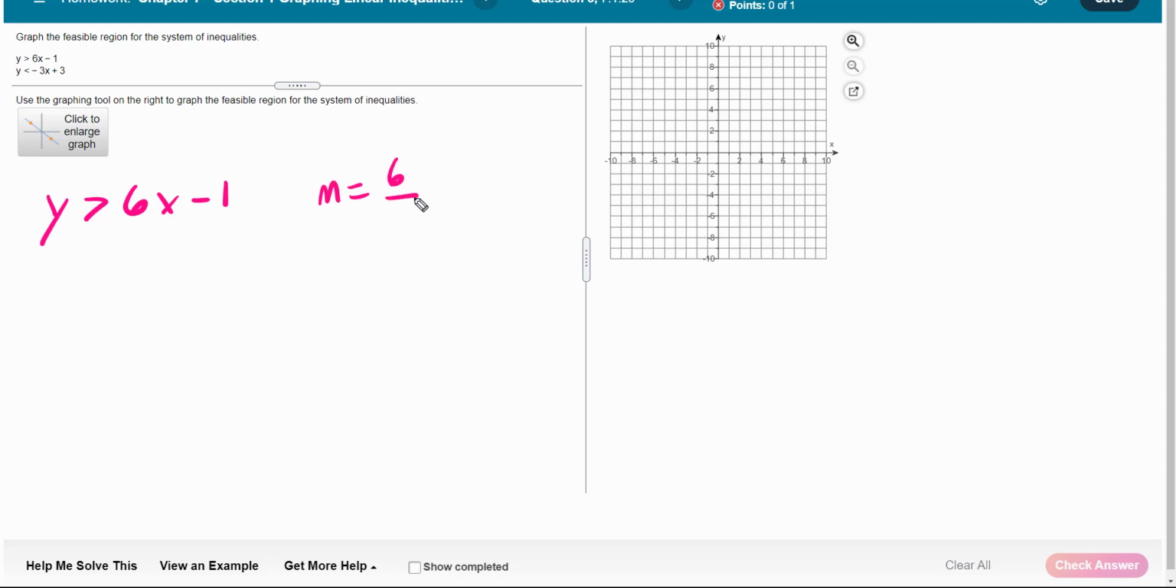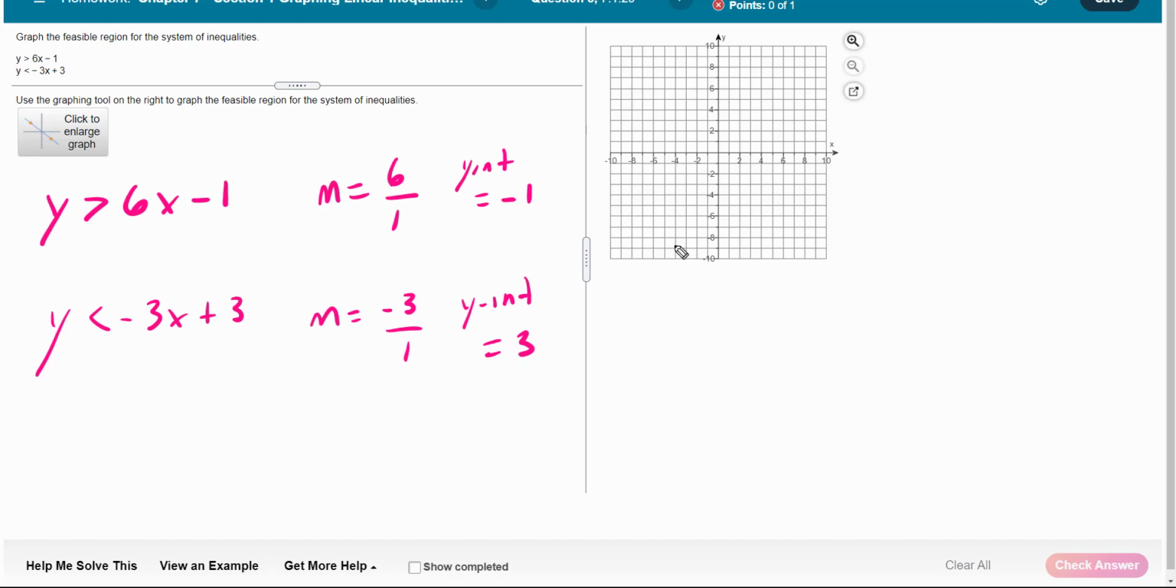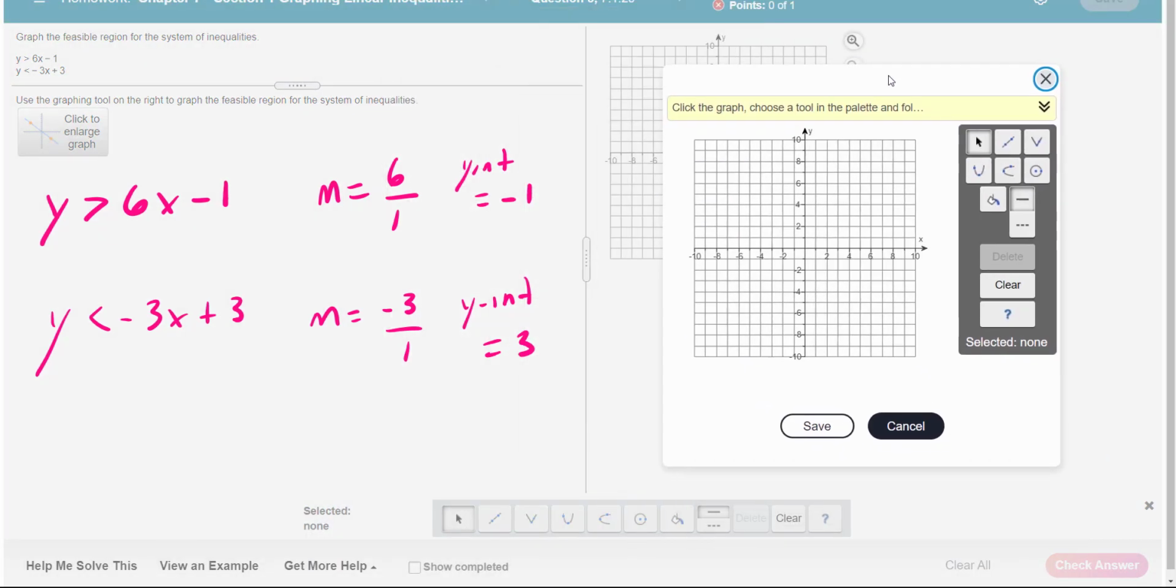My slope, remember we like to write the slope as a fraction if it's not. My y-intercept then is -1. My second equation, less than -3x plus 3. My slope is -3/1, and my y-intercept is 3. So that gives me everything that I need to see if I can graph this.